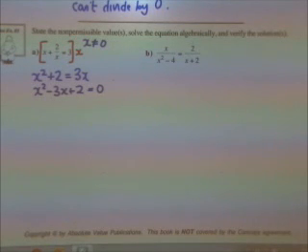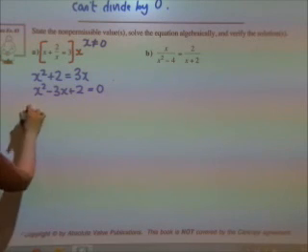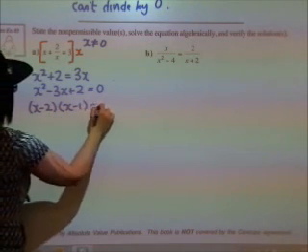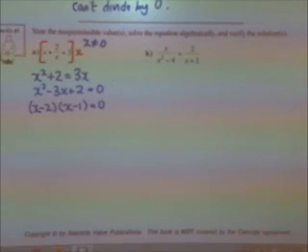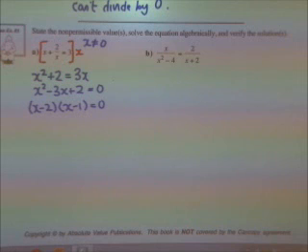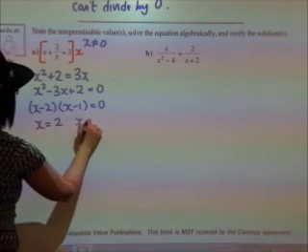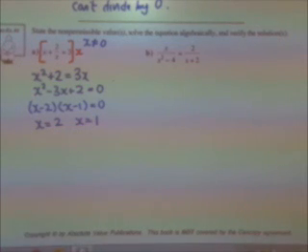Can I factor this quadratic? Can I determine two numbers that multiply to a positive 2 and add to the negative 3? So what are my possible solutions for x? What can x equal? 1 and 2. So x can equal 2, x can equal 1. Now I need to verify.